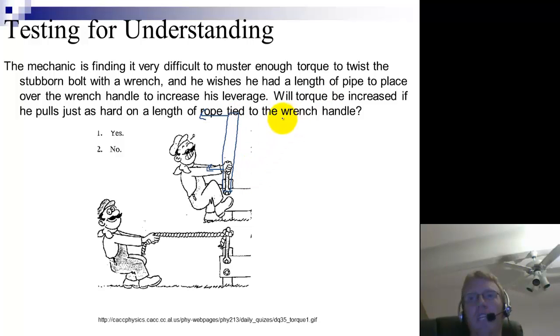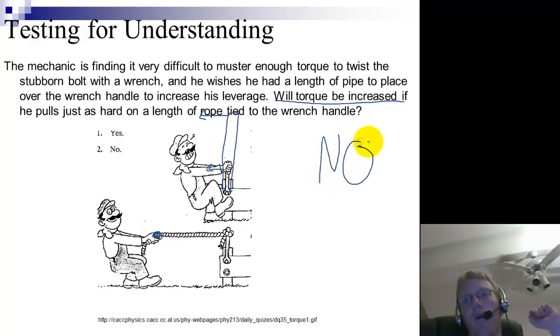He doesn't have a pipe, but he does have a rope. So he ties the rope on here and extends it, and he pulls way over here, much farther away. The question is, will his torque be increased if he does that and he pulls with the same force? So pause the video, take a moment to think about it, unpause the video, and watch my answer. The answer is a big fat no.